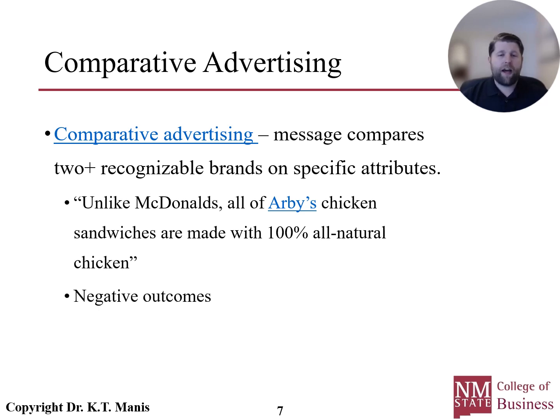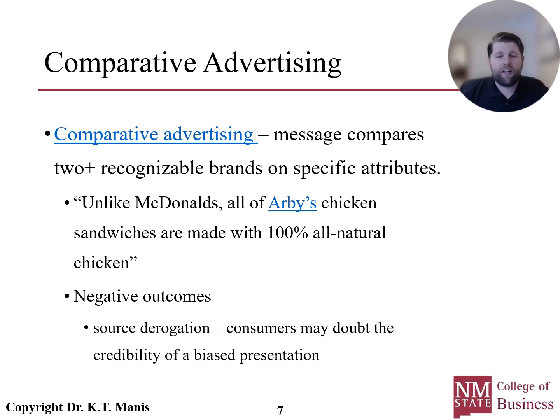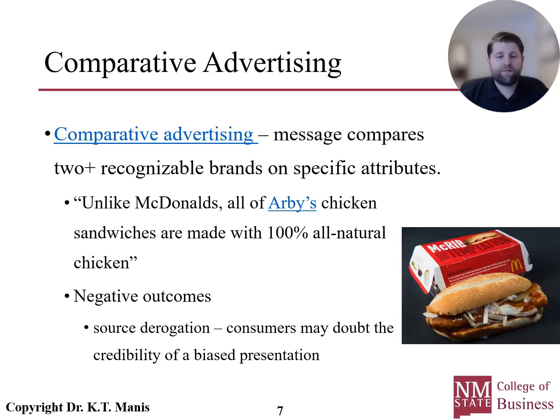Although some comparative ads result in desired attitude change, they may also be lower in believability and stir up source derogation, where the consumer may doubt the credibility of a biased presentation. So in this, we have the McRib, and the McRib sandwich is one that most people are familiar with from McDonald's. Arby's recently released an ad where they use implicit comparative advertising to compare their new rib sandwich with the McRib, but they don't mention McDonald's in their advertisement.